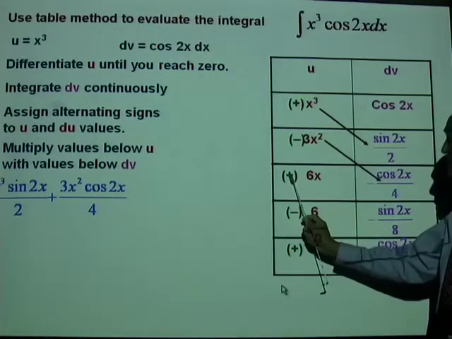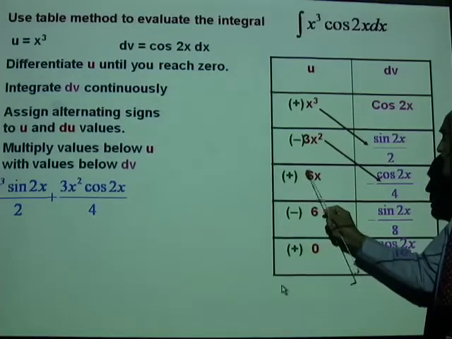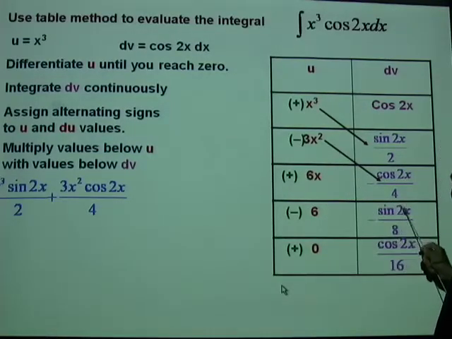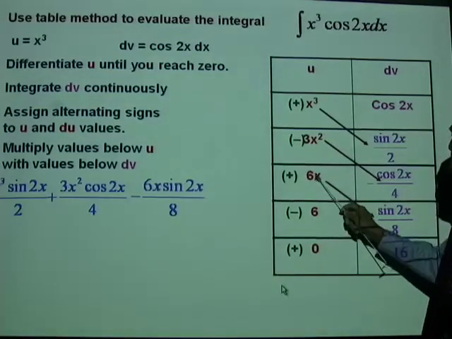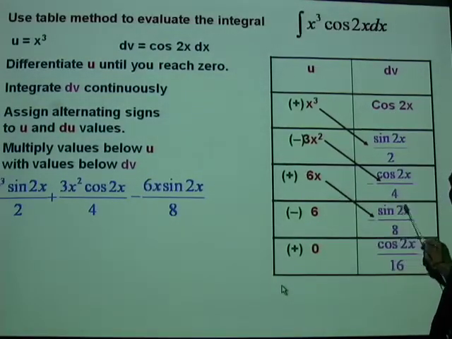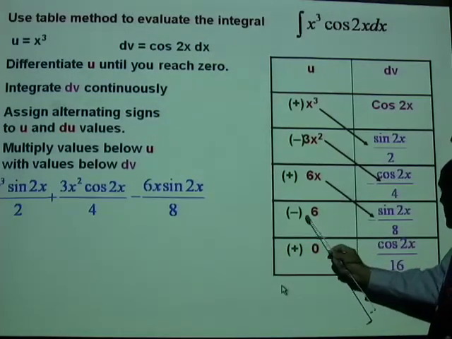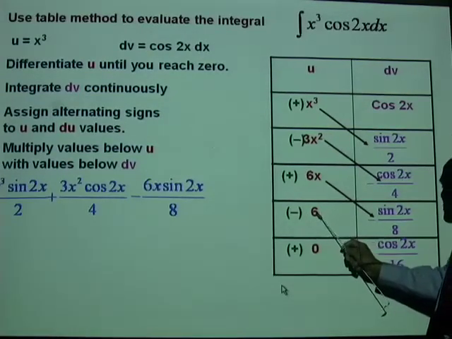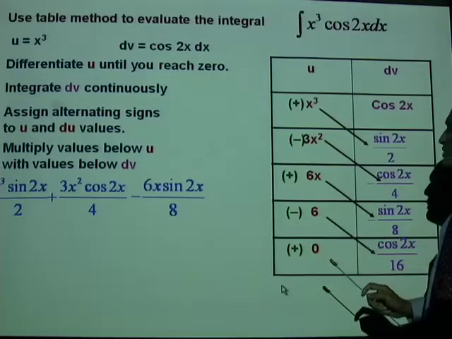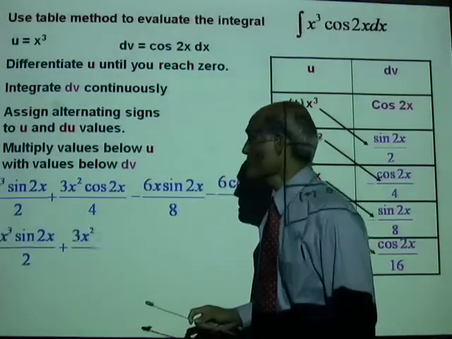And the next one: this is positive, that is negative, so that will be plus 6x times minus sine 2x over 8, which is minus 6x sine 2x over 8. Is that right? And the final one will be, that's minus, this is plus, so the result will be minus 6 cos 2x over 16. That's right. And you can simplify some of these.